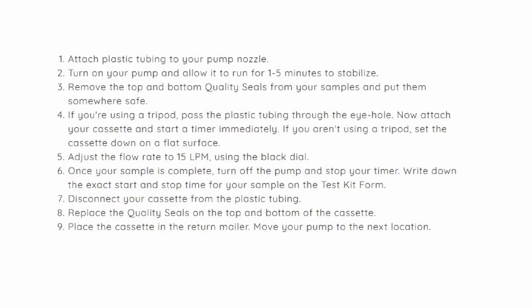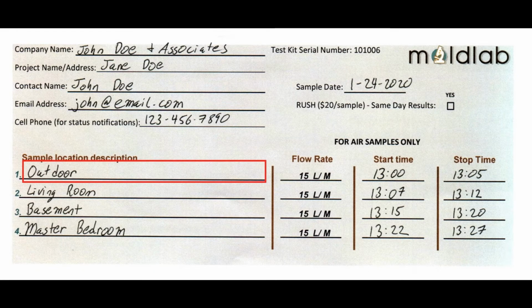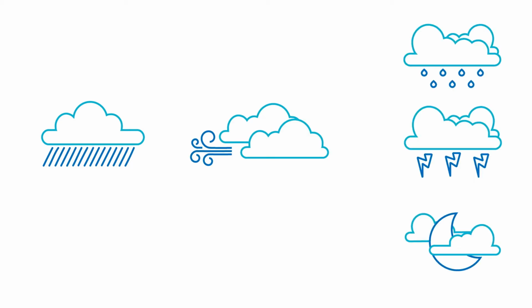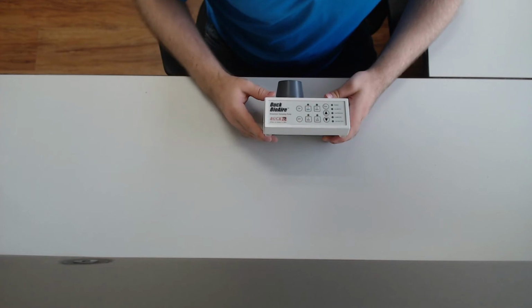Step 10. Repeat steps 2 to 9 for each sample you wish to take. Don't forget to take one sample outside. Your results will be difficult or impossible to interpret without one. When taking your outdoor sample, make a note of the weather, as rain, wind, and other conditions can affect your outdoor result. Now I'll give an example with the Buck Bioaire.